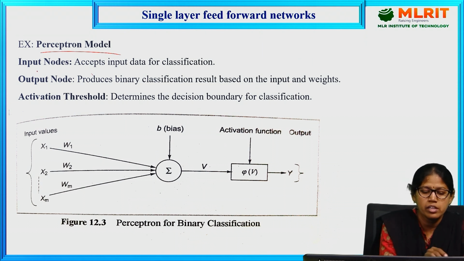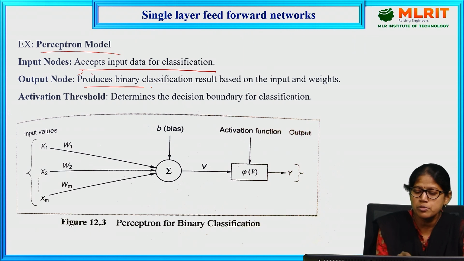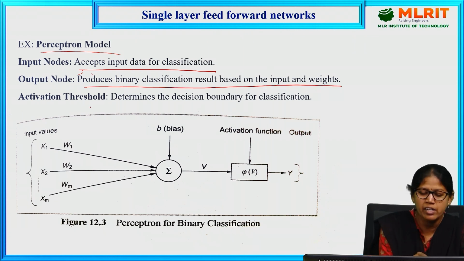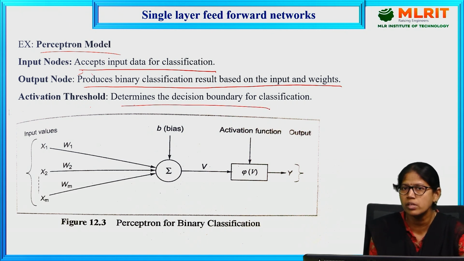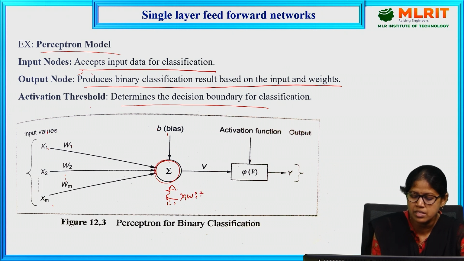Here, input nodes accept input data for classification. The output node produces the binary classification result based on the input and weights. The activation threshold determines the binary boundary for classification. So input values x1 to xm, weights w1 to wm, and there is a weighted sum, sigma i equal to 1 to n, to which the bias is also added: xi wi plus b. Okay, this is the bias.